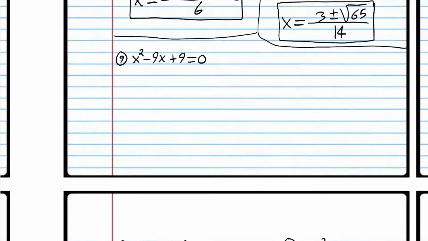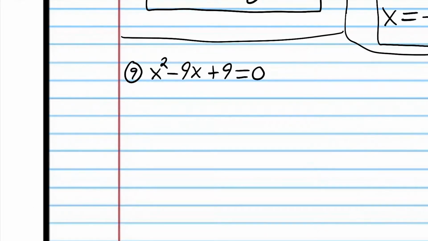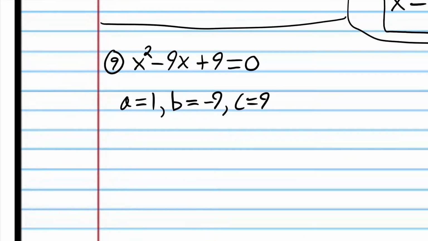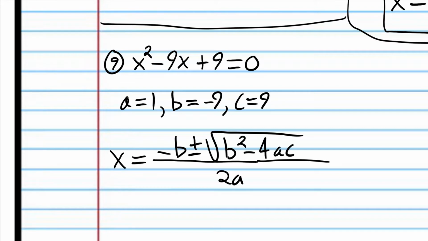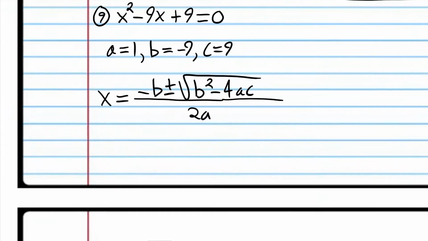Okay, so let's try a couple more of these problems before you try one on your own. Again, I'm going to label the constants, and I'm going to write the formula. And again, the coefficient of x squared is 1, so that's why a is 1. The coefficient of x is negative 9, that's why b is negative 9. And this last number is c, that's 9. So now we just have to plug the numbers in.